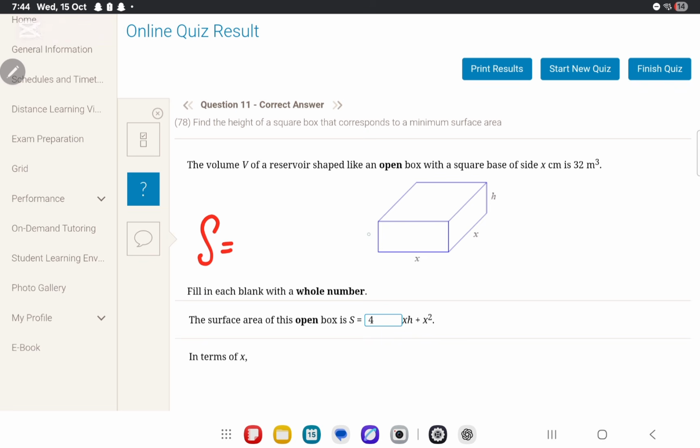Okay, now the surface area is gonna be, so I have h here, right? And I have x here, x here, x here. These are all x's. Okay. So, what was the surface area of a square? 4x, right? What was the surface area of a square?